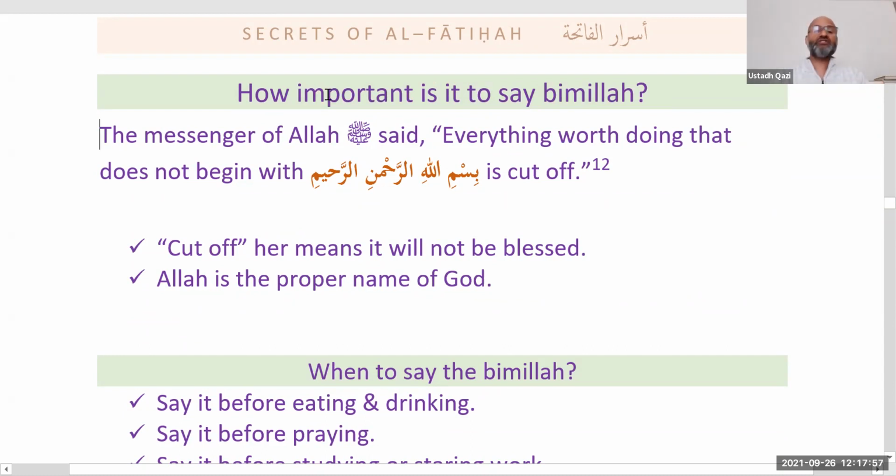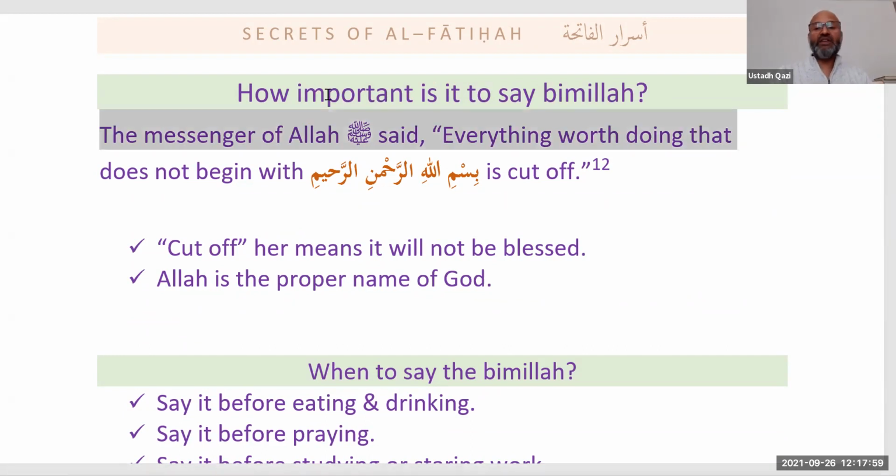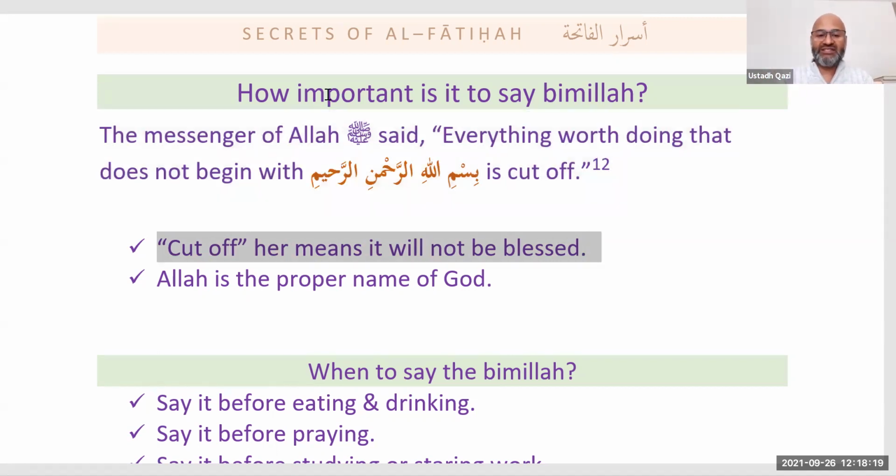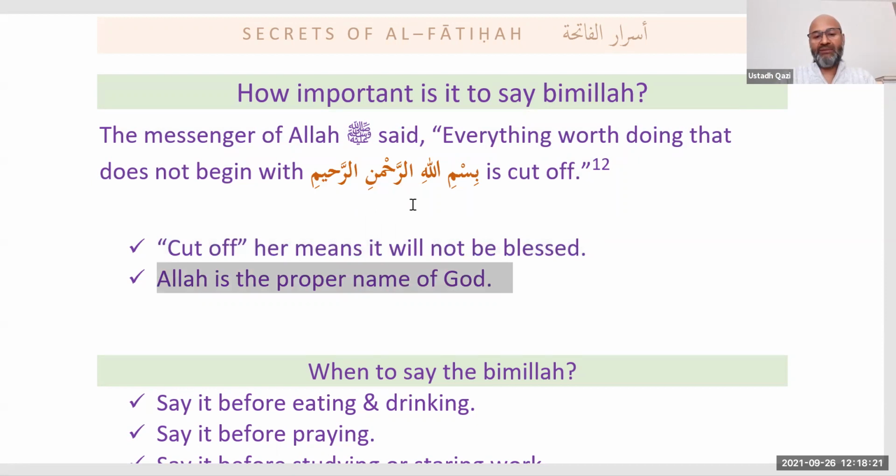The Messenger of Allah sallallahu alaihi wasallam said, everything worth doing that does not begin with Bismillahir Rahmanir Rahim is cut off. If you don't say Bismillah, it's cut off. What does that mean, cut off? Again, there is something hidden. There's something mahdhuf, something implied, implicit here. Cut off from what, Ya Rasulullah? Cut off from being blessed. And of course, Allah is the proper name of God.